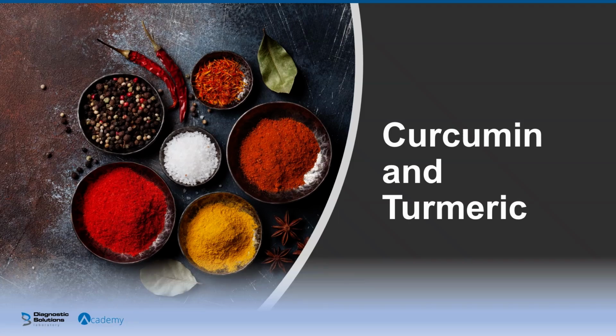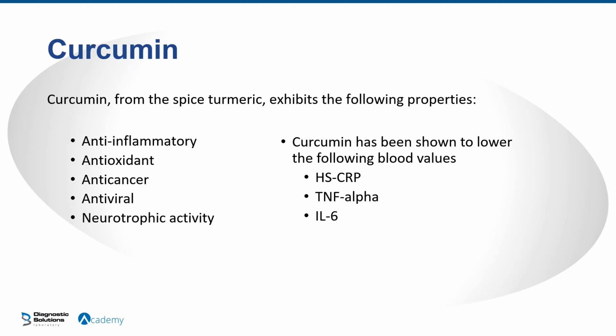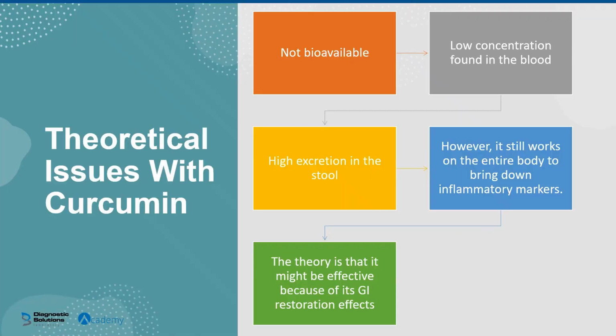Curcumin and turmeric. Why did we use these substances? Curcumin comes from the spice turmeric, and it exhibits a lot of anti-inflammatory properties. It's anti-inflammatory, antioxidant, anti-cancer, antiviral, neurotrophic activity. It has been shown to decrease hsCRP, TNF-alpha, and interleukin 6. The theoretical issue with curcumin is it's not bioavailable, and because of that, we see low concentrations within the blood and high excretion in the stool.